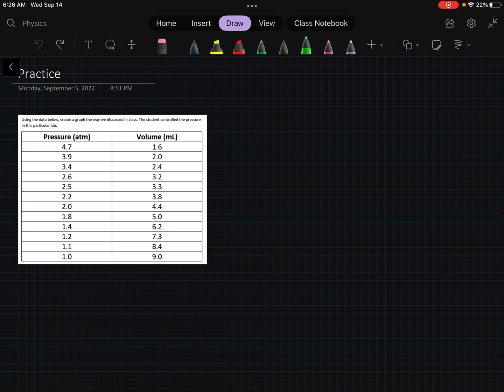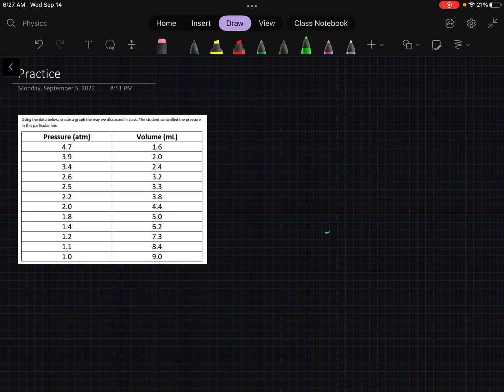So first you will be given some data, or you'll have to collect some data. I've put a data table on this graph paper, and it says, using the data below, create a graph the way we discussed in class. I actually used this with another class. So the student controlled the pressure in this particular lab.